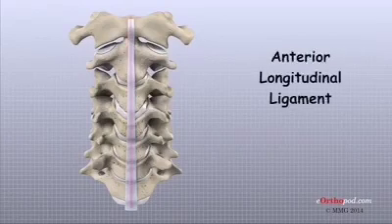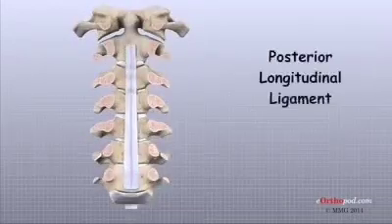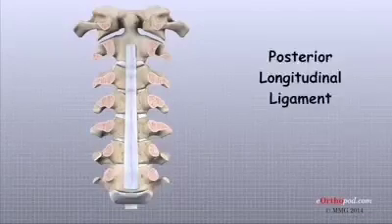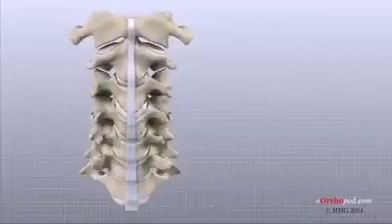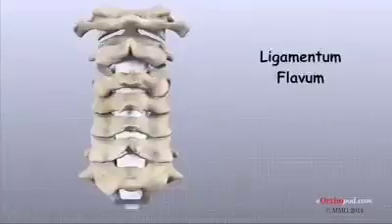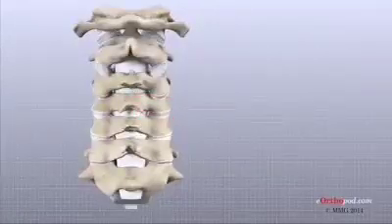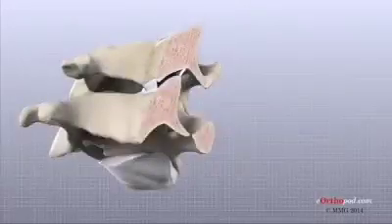The anterior longitudinal ligament runs lengthwise down the front of the vertebral bodies. The posterior longitudinal ligament attaches on the back of the vertebral bodies. The ligamentum flavum is a long elastic band that connects to the front surface of each of the lamina bones. Each set of facet joints is also surrounded by a joint capsule that is made up of ligaments.